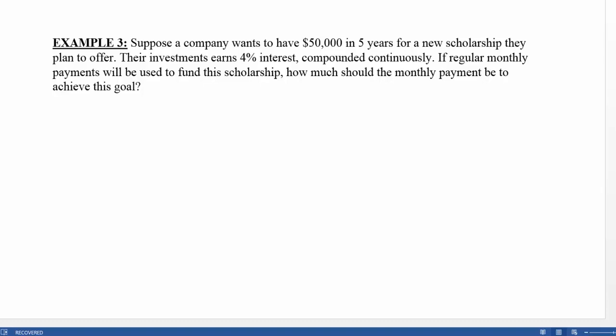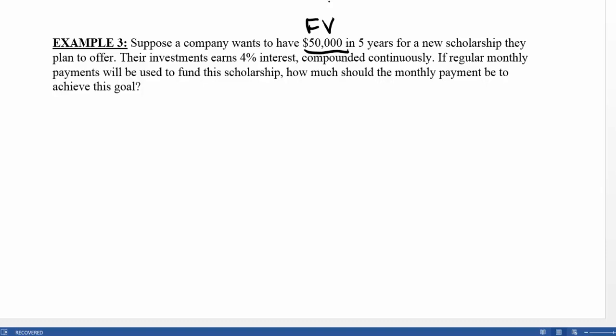this goal? So first we need to figure out what kind of information we have and what kind of information we want. So we want to have $50,000. So that's at the end. So I'm going to write FV. That's a future value.